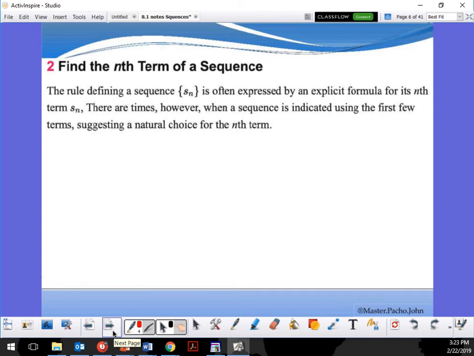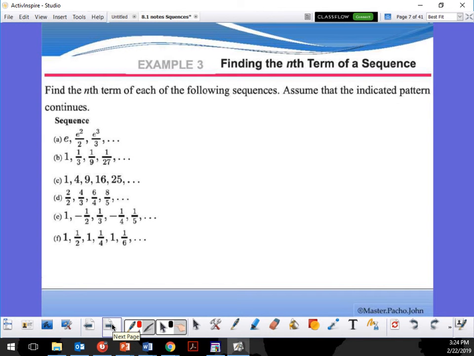All right, finding the nth terms of a sequence. The rule defining a sequence, S of n, is often expressed as an explicit formula for its nth term. There are times, however, in which a sequence is indicated using the first few terms, suggesting a natural choice for the nth term. So, find the nth term of the following sequences. Assume that the indicated pattern continues.